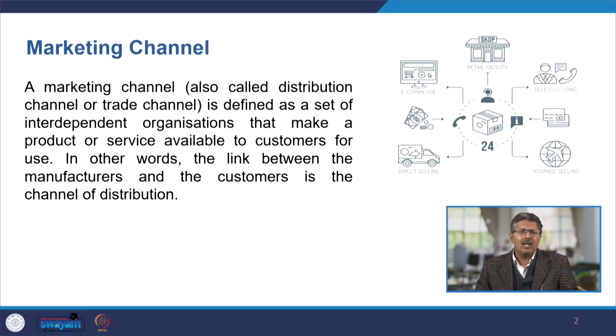When we talk about a marketing channel, the definition says it is a set of interdependent organizations. Several organizations have joined hands with each other, helping each other, so that the product or service finally reaches the customers through them. In other words, the link between the manufacturer and the customer is a channel of distribution. Sometimes it is called a distribution channel or trade channel.